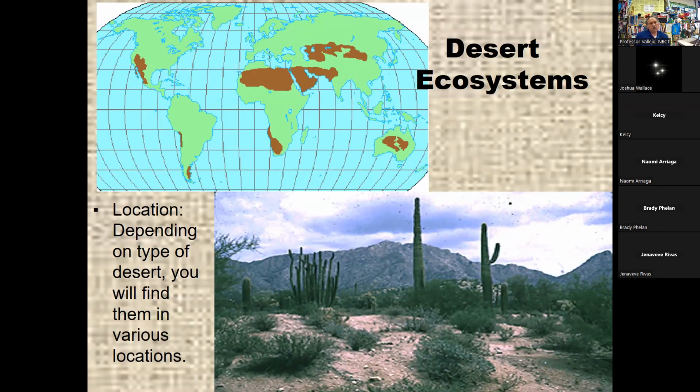All right, so one of the last ones we're going to take a look at is the desert. You have different locations in the world. Over here, it's near me. We have the Mojave Desert, and the Borrego Desert is down here. This is a cold desert, which is Nevada. You have the Sahara Desert there. You have different regions in the world.